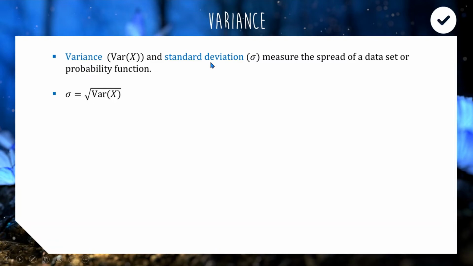So standard deviation, our symbol for that is this Greek letter called sigma, and it's equal to the square root of the variance. So today to find standard deviation, we'll be finding the variance and then we'll be taking the square root.